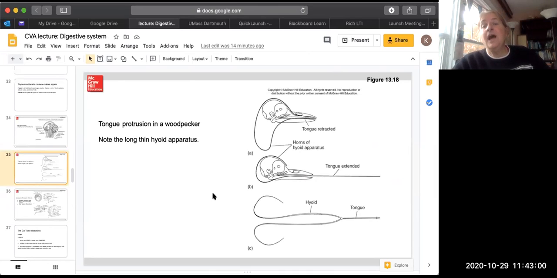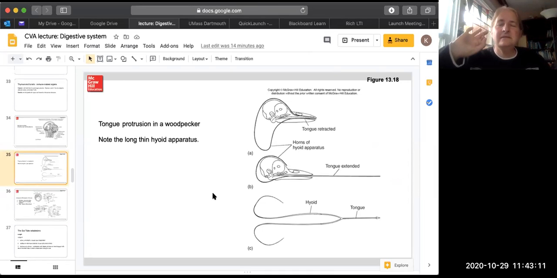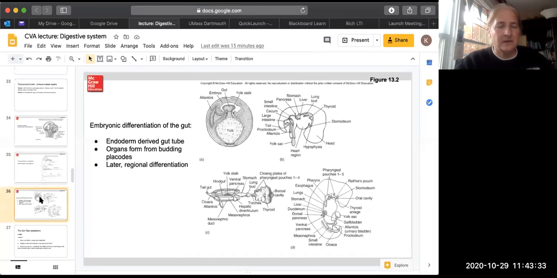So the tongues are kind of amazing in many tetrapods. We know about the protrusion of the tongue in lizards and in frogs, and this is a woodpecker. The woodpecker can stick his tongue into holes and get bugs, right? So look at this hyoid apparatus. It literally goes all the way over the skull, right? Look at this huge hyoid apparatus extends the tongue. So some bizarre adaptations.